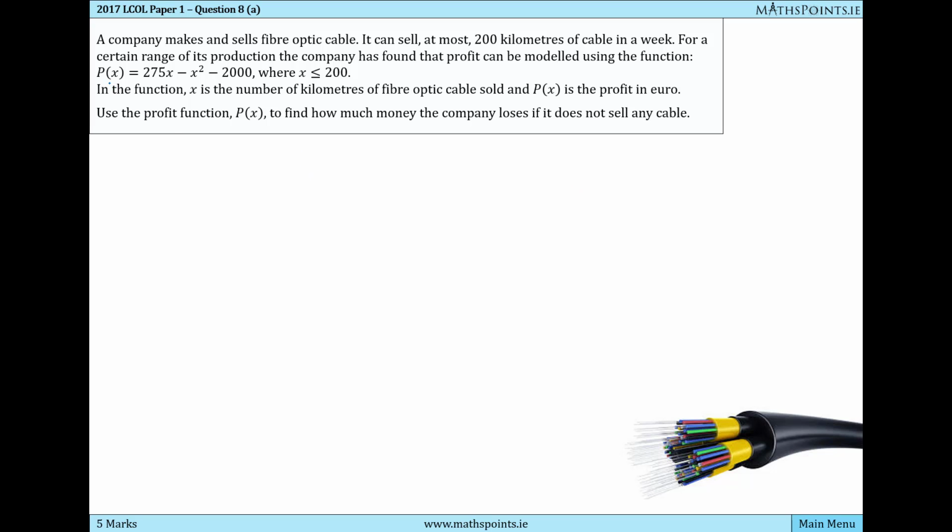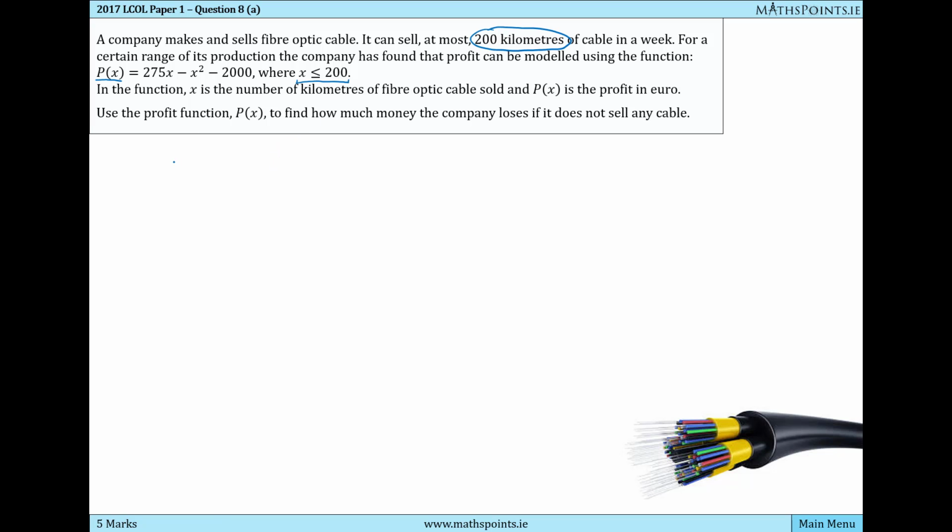So we've been given a function P of x is equal to 275x minus x squared minus 2000. We're also told in the question that x has to be less than or equal to 200. X is the number of kilometers of fiber optic cable this company can sell, and P of x is the profit. So if we know an amount of kilometers that this company has sold, we can put it into the profit formula and figure out the profit. This company cannot make more than 200 kilometers of cable in any particular week, and so that's why x has to be a value that's less than or equal to 200.